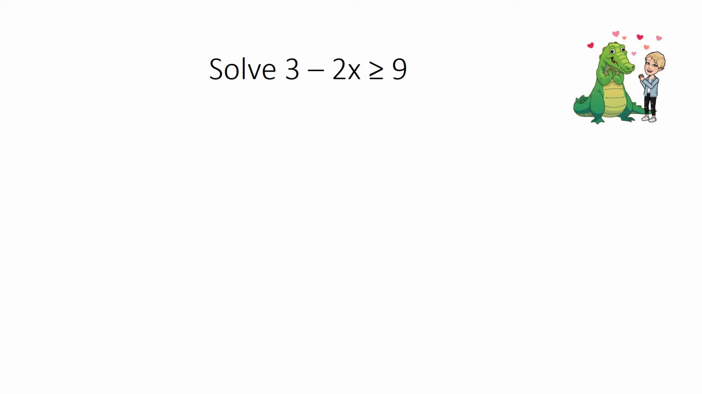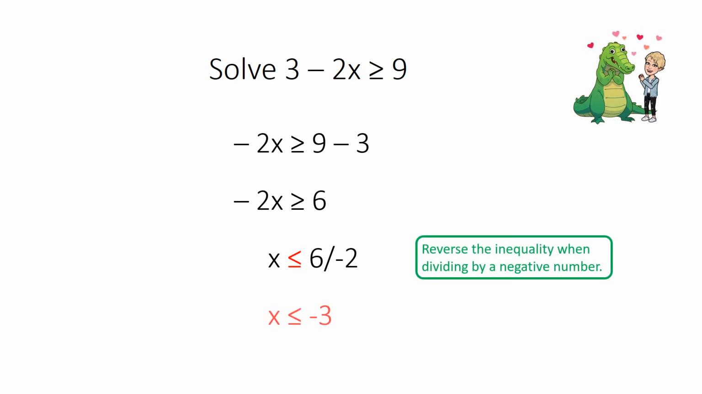And this one, 3 minus 2x is greater than or equal to 9. For this one, I have taken 3 off of both sides to start with. So I've got minus 2x is greater than or equal to 6. And now, because I'm going to divide through by minus 2 to get the x on its own, I've flipped the inequality round. So now it's less than or equal to. So now you can see that x is less than or equal to minus 3.